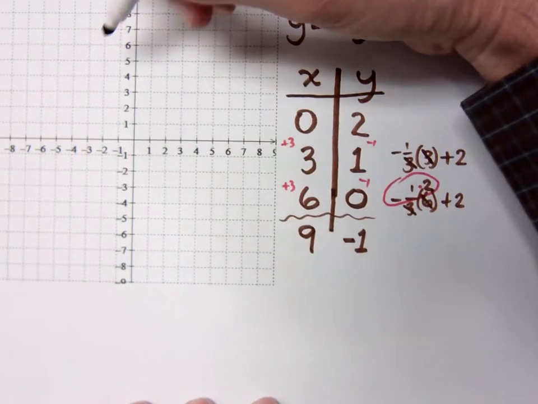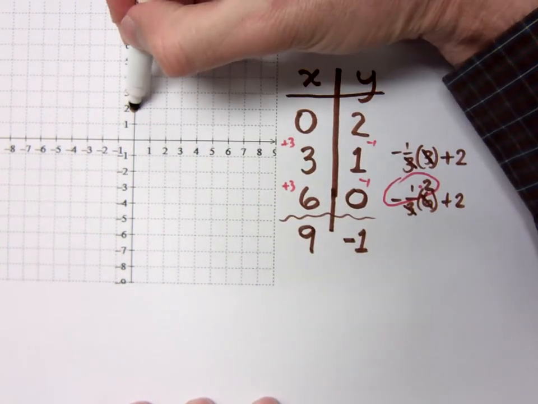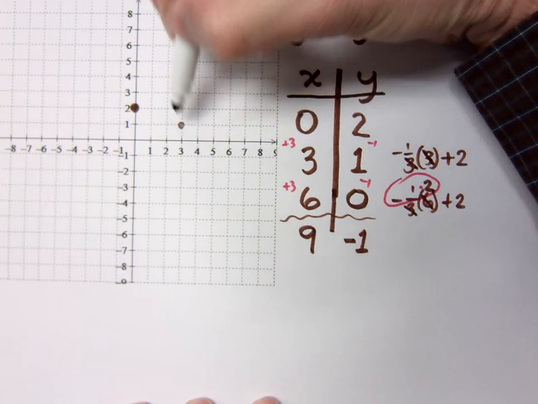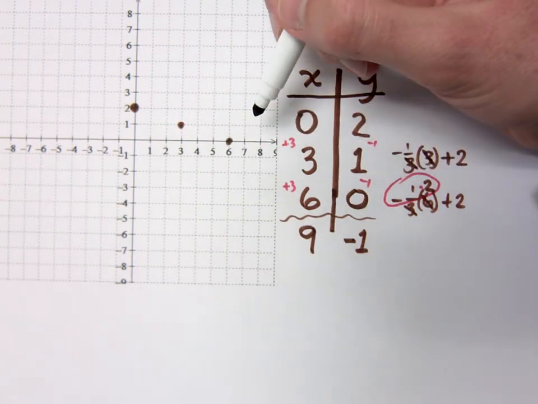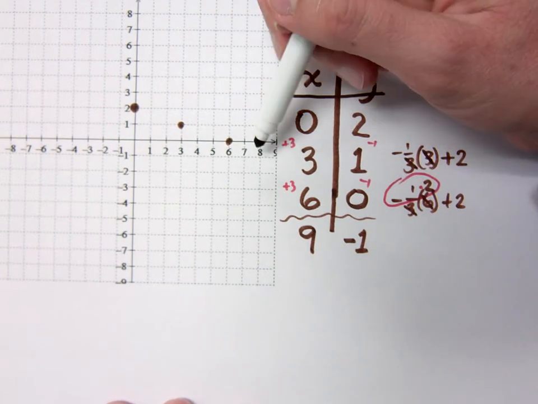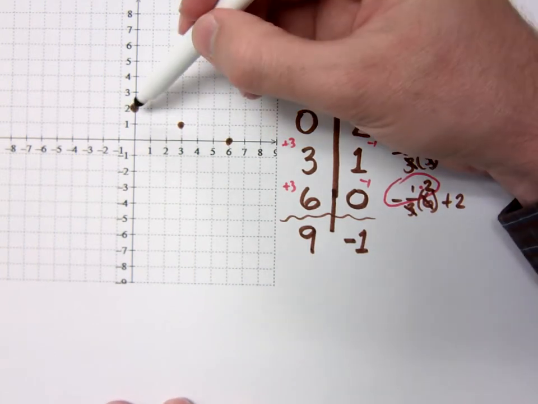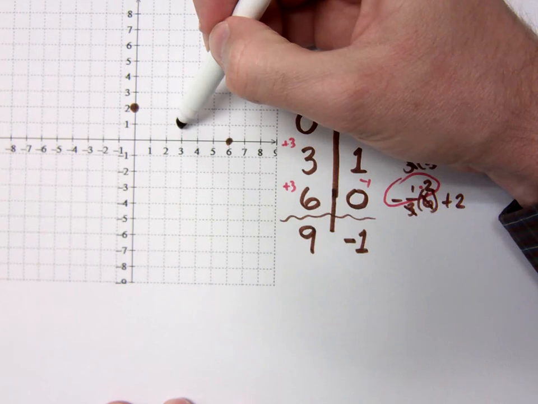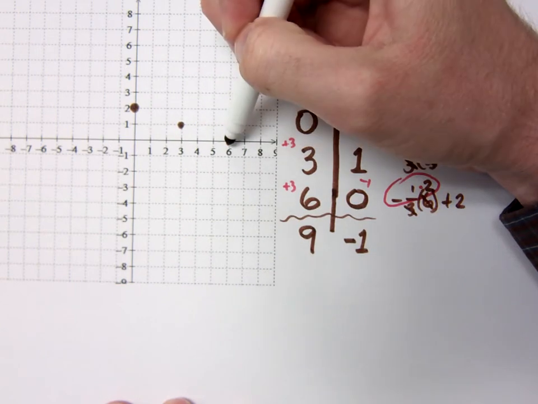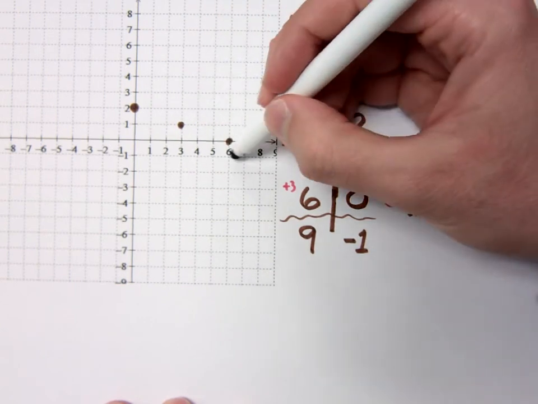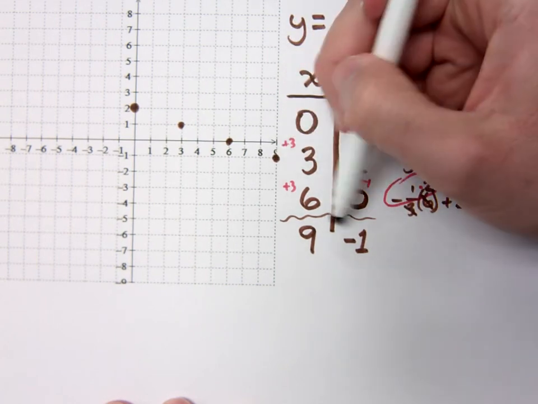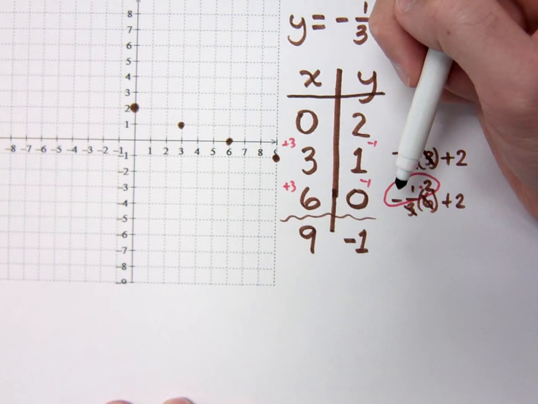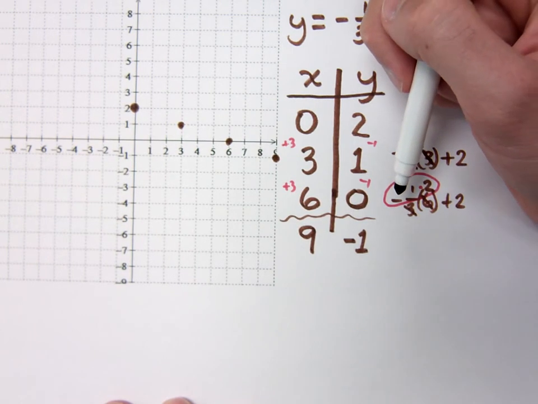Let's see if that's true. If I take these points and I plot them, I've got (0, 2), (3, 1), and (6, 0). What's the pattern that's going on here as I go across? Down 1 over 3, down 1 over 3, and so on, right? If I go down 1 and over 3 again, guess what point I have? I do get that (9, negative 1) point that we thought we should have.